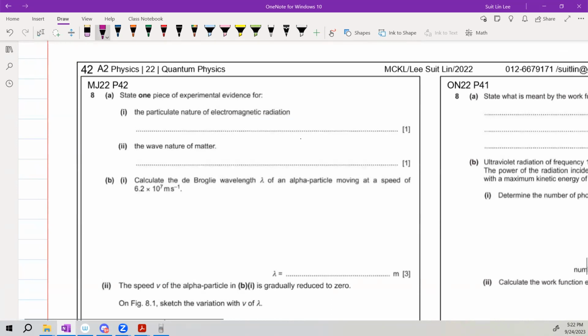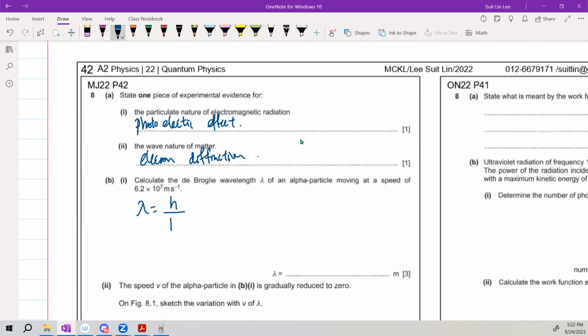It's the same thing. Particle nature of matter is the photoelectric experiment. Wave nature of matter would be the electron diffraction. All right, calculate the de Broglie wavelength. This one, we did many times now. So use this, okay?